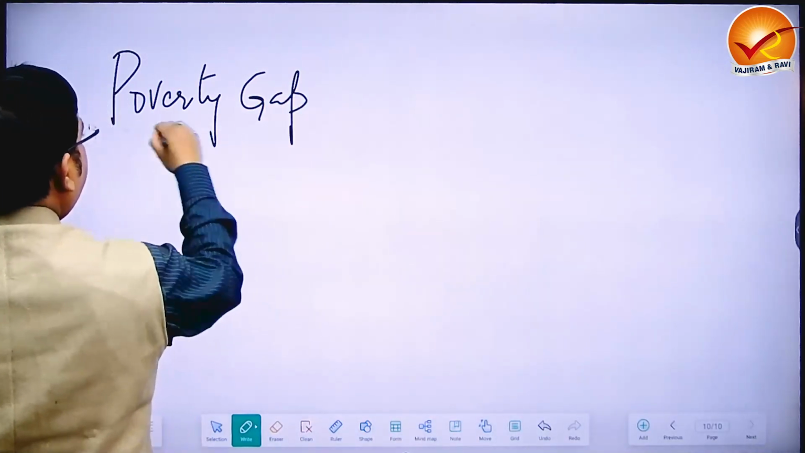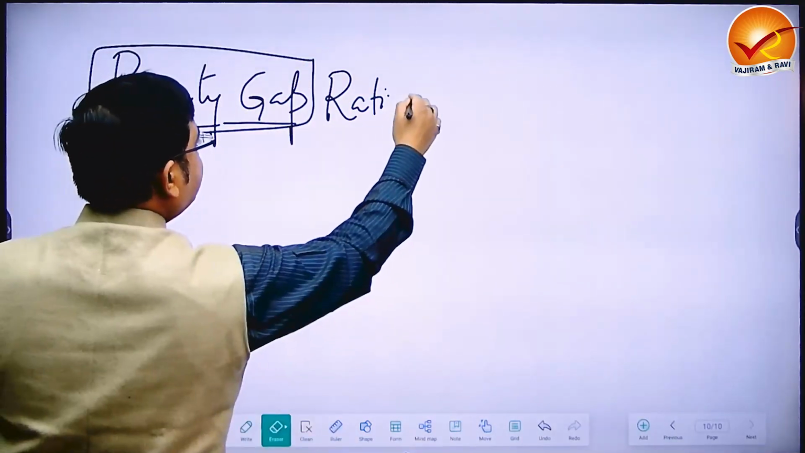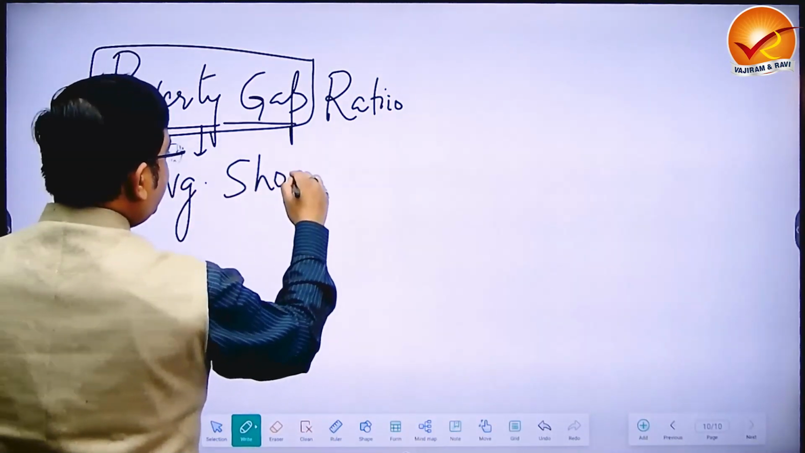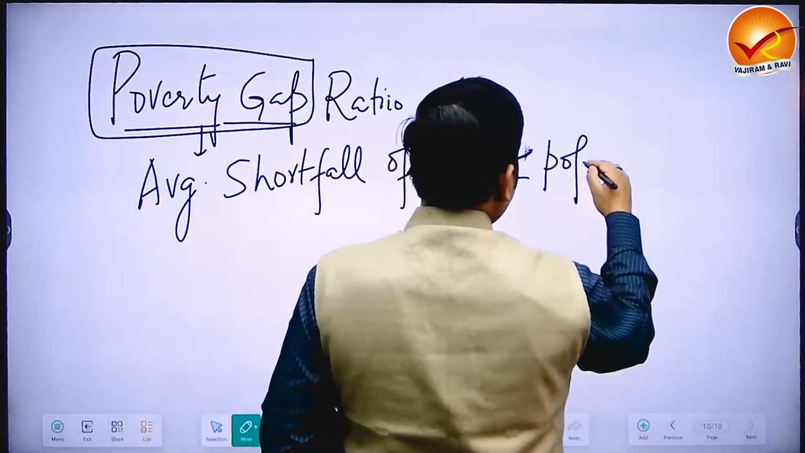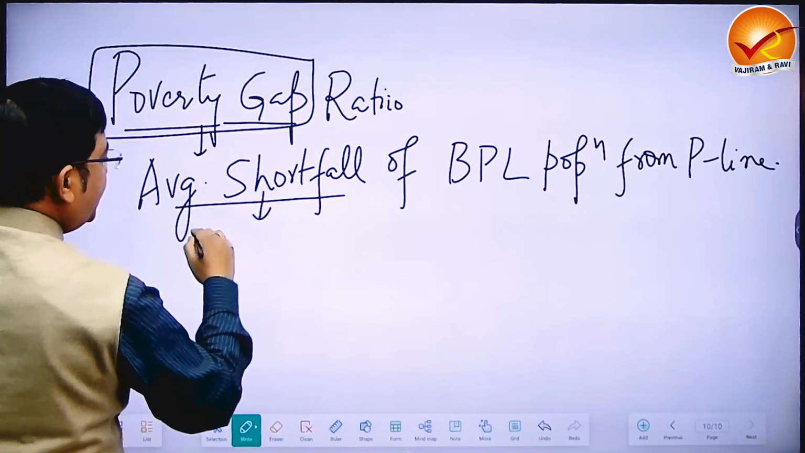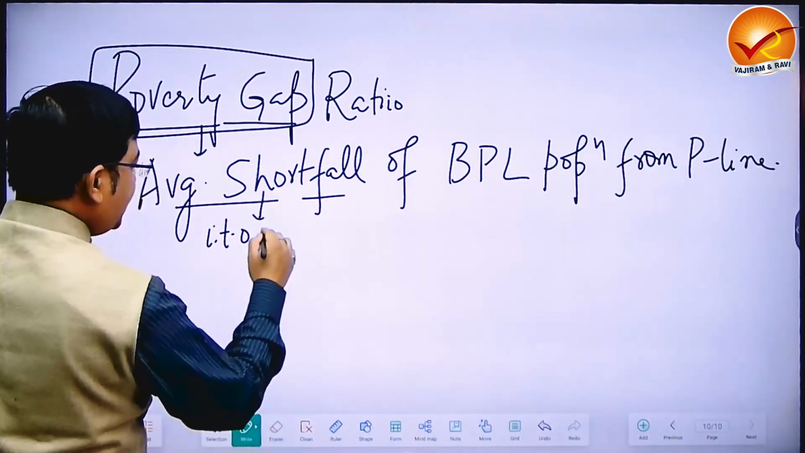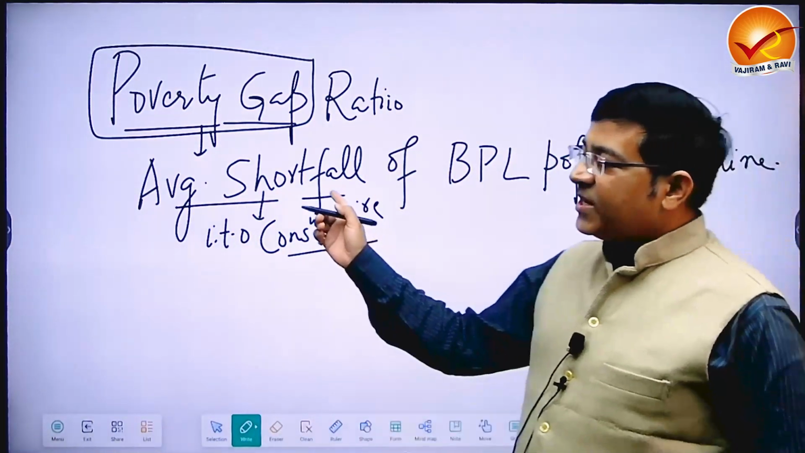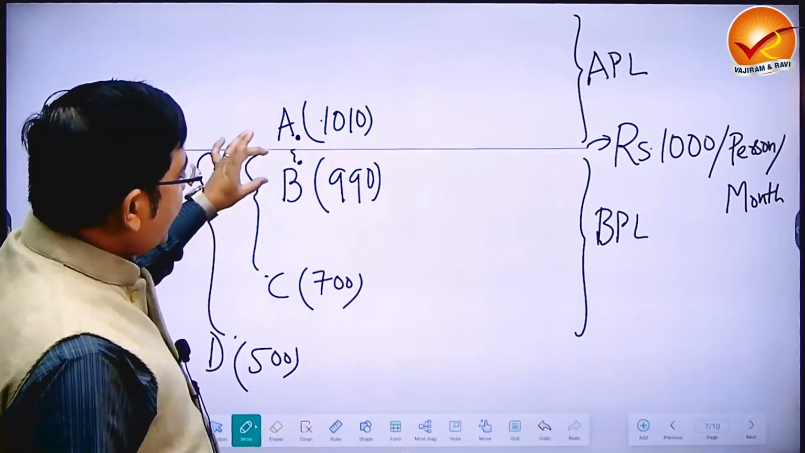One such measure is called the poverty gap ratio. We first talk about the poverty gap. Poverty gap refers to the average shortfall of the BPL population from the poverty line. And when we talk of average shortfall, we are talking in terms of consumption expenditure. Like in our example, suppose I tell you to get the poverty gap. How will you proceed? Just for your understanding, you will take the average of these bracketed parts.